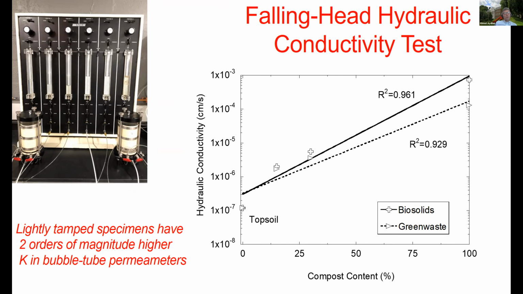An example is you can use bubble tube permeameters. You can run falling head tests as well as constant head tests, depending on the K of the soil in those permeameters. And then the important finding here is, again, with the inclusion of the compost, there's a significant change in the hydraulic conductivity.